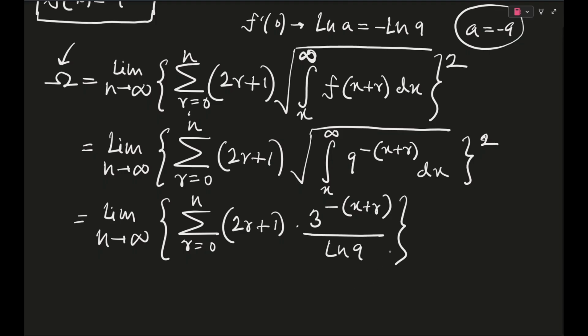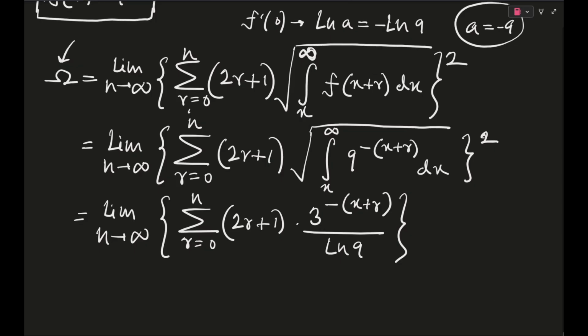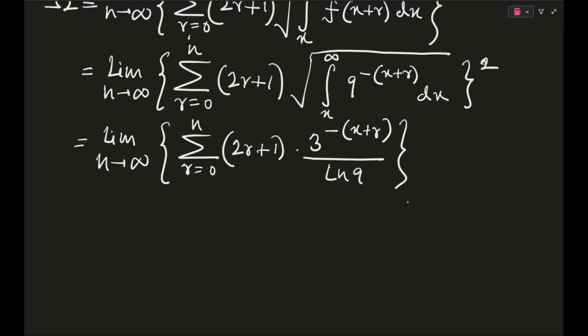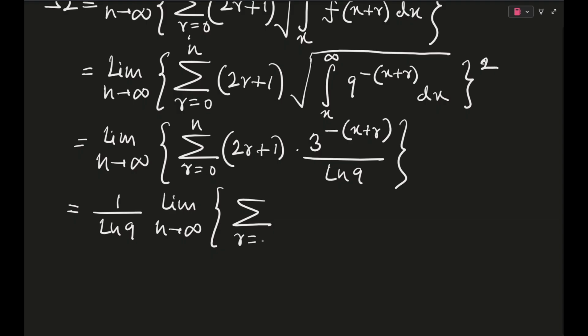I hope you can understand where ln 9 will come from. Anyways, just evaluate that, it will be pretty easy. I just jumped one small step. Okay, so right now we can write this as 1 by ln 9 limit n tends to infinity, and this will be sigma r equals 0 to n, 2r plus 1 into 3 power minus x plus r. Okay, so guys, this is the sort of value we have to find.